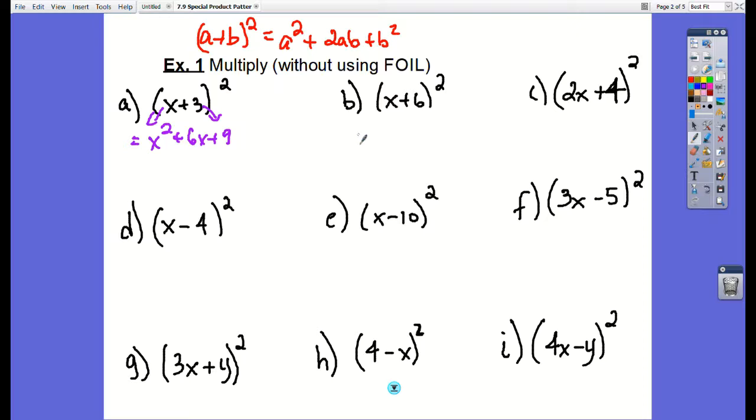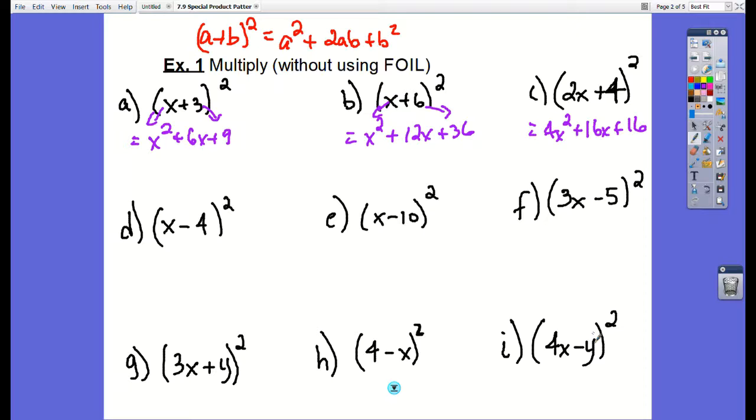Next one, Spencer. x squared plus 12x plus 36. Square the first one, square the last one, 2 times x times 6 is 12x. Next one. Chris. 20x plus 60. What's the first term? 4x squared plus 16x plus 16. There we go.